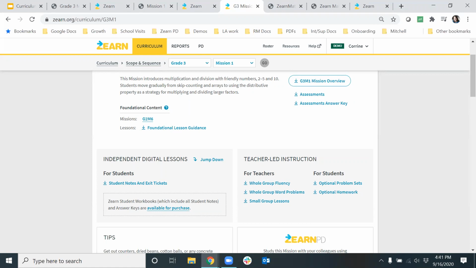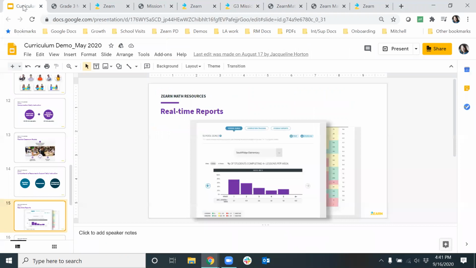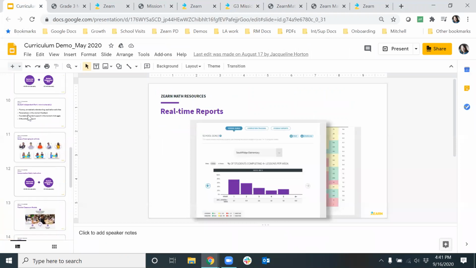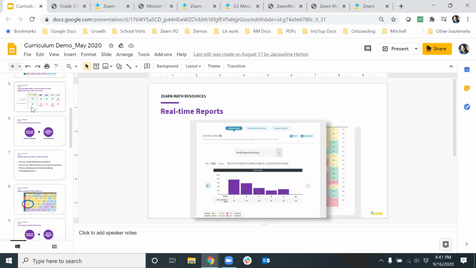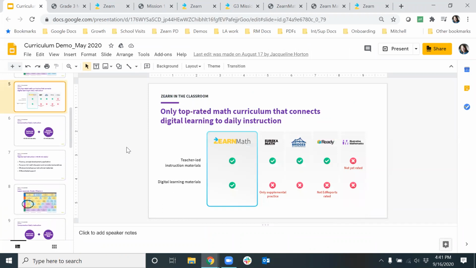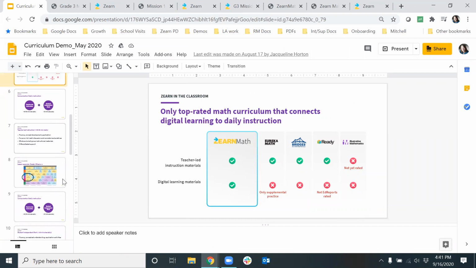Cindy asks, is there a standalone program or is it more supplemental? So Cindy, just for reference, I'm going to go back to a slide that we saw before. Zearn Math is a top-rated K-5 curriculum by EdReports, and actually the only top-rated curriculum that has aligned digital materials that were also top-rated within that review.